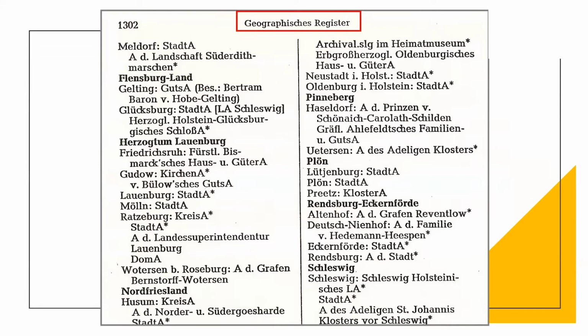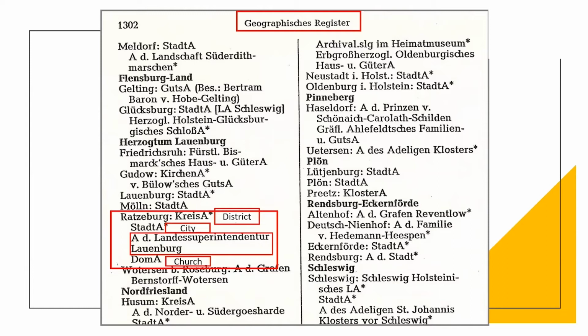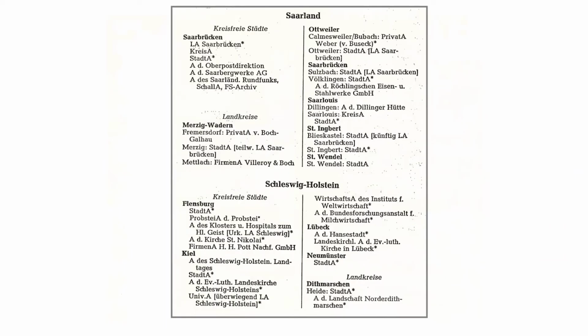For example, in the city of Rochefort, it has a district archive, a city archive, a land archive of the superintendent of the Lutheran churches of Lauenburg, and a church archive. Next is a list of archives found in the modern German states.